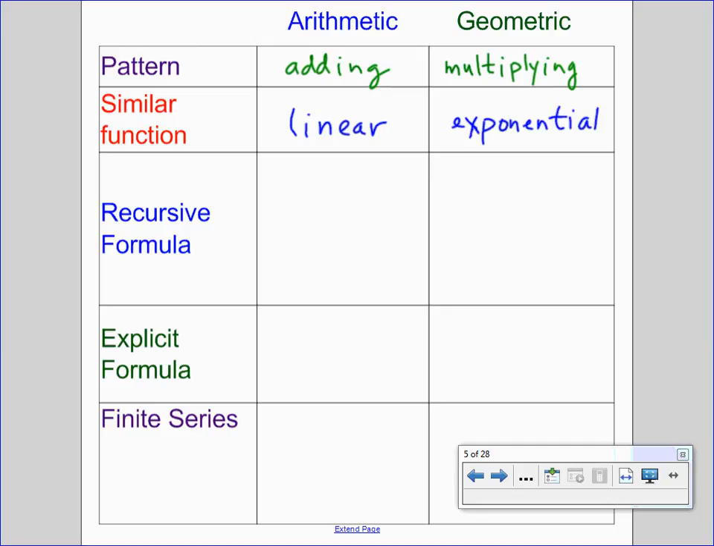Here, recursive formula for arithmetic. These are easy to spot, right? We've got our big brackets. For a recursive rule, we need two things: a start value and then a rule that gives us our current term based on the previous term. So we need a start value, a sub 1, I'll call it some constant k. And then we can calculate the current term by taking the previous term, a sub n minus 1, and then doing what to it? Well, we'll add on that constant difference between successive terms.